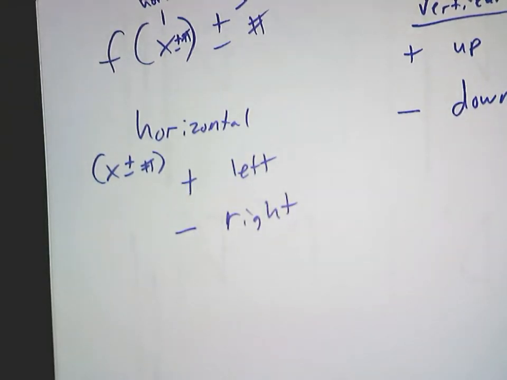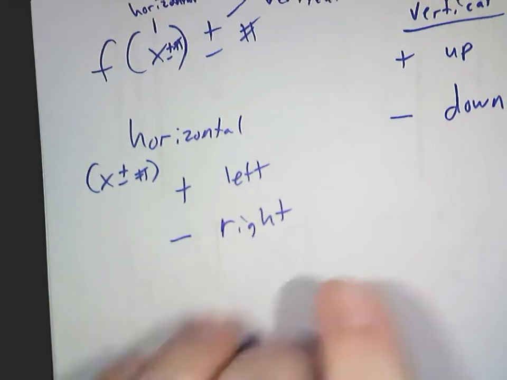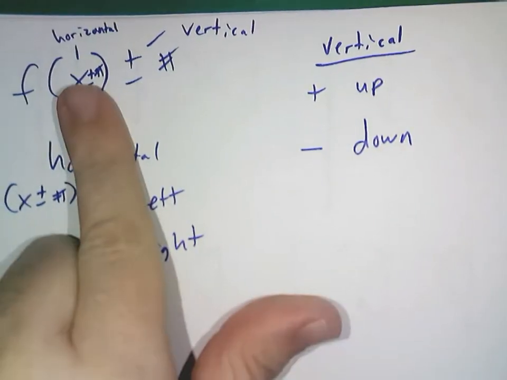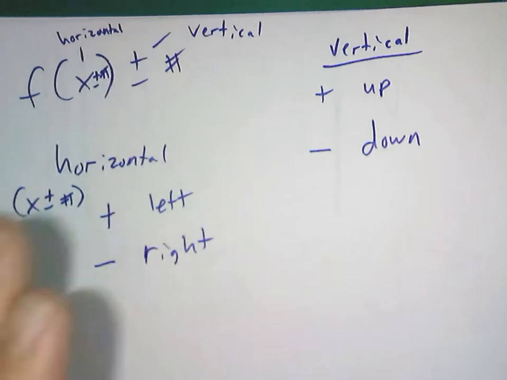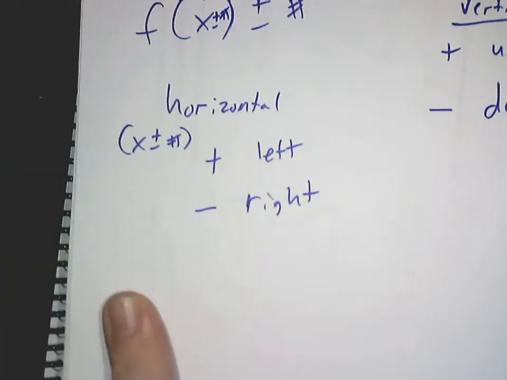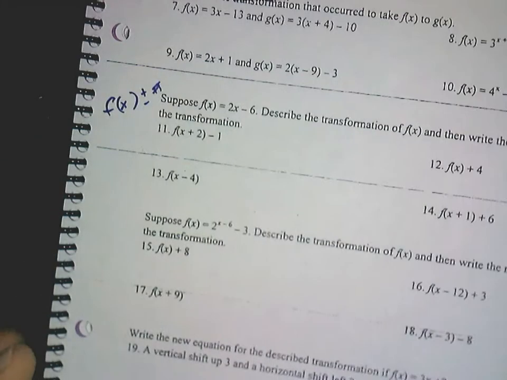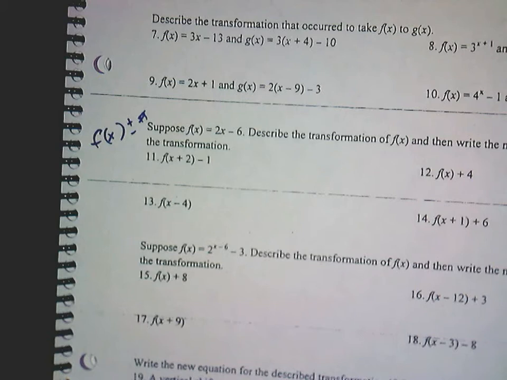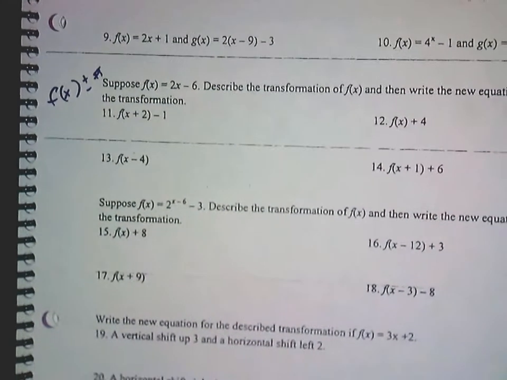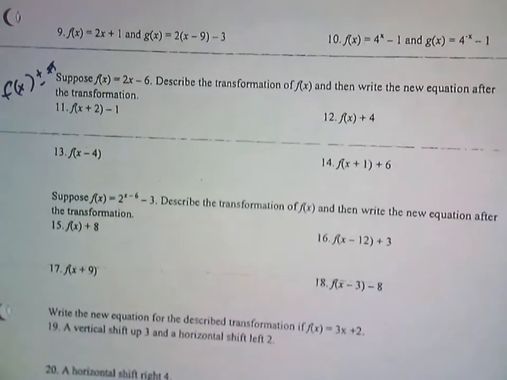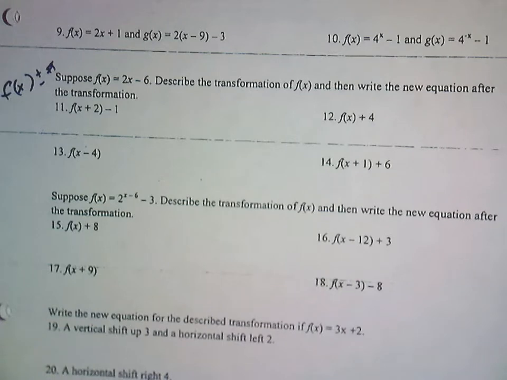Okay, so you just got to think of it in terms of up, down, left, right. With vertical, if it's outside the parentheses, it's going to go up or down. If it's inside the parentheses, it's going to go left or right. So let me show you some examples of that. And we're going to have a lot of examples on your assignment, so this hopefully isn't as confusing because you've been exposed to it before. But I'm just going to do a real quick video on this for today.